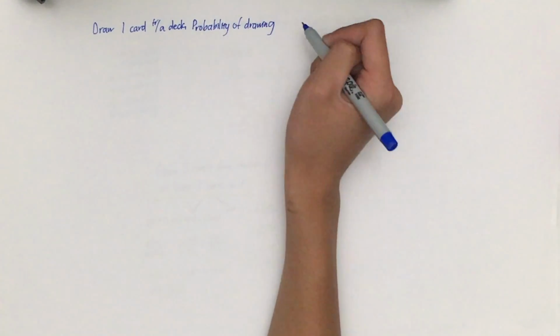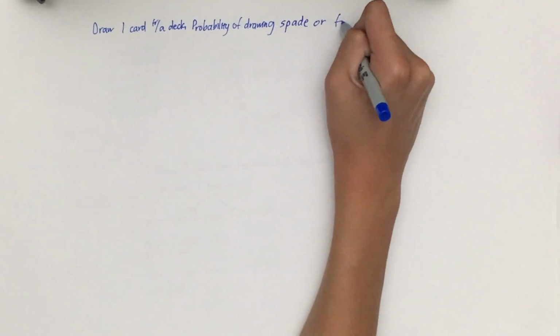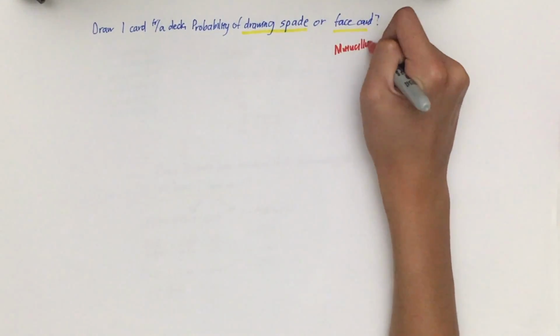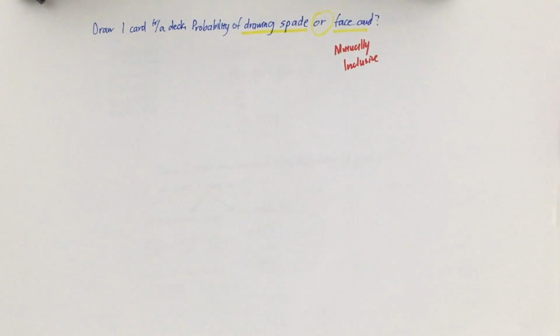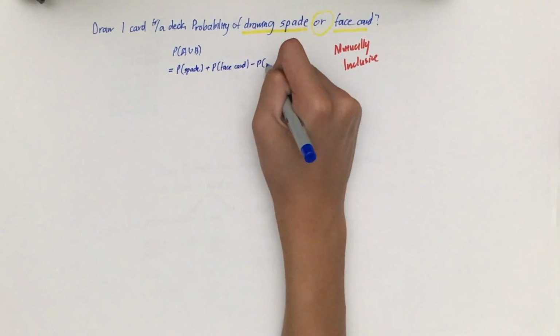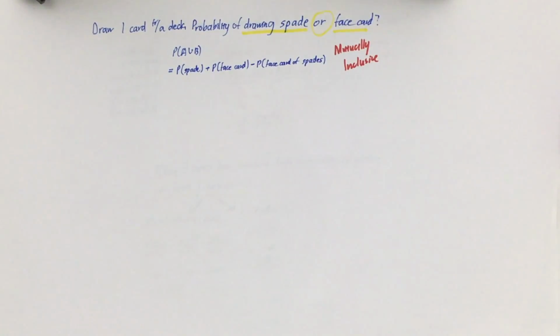So on to mutually inclusive events. Let's draw one card from a deck. What's the probability of drawing a spade or a face card? Now you can draw a spade that's also a face card, so it's mutually inclusive. And the word "or" means that you're adding the probability of drawing a spade plus the probability of drawing a face card minus the probability of drawing a face card of spades.